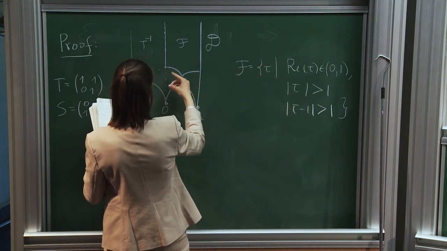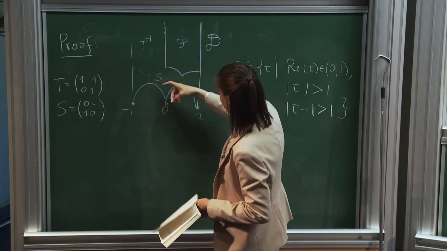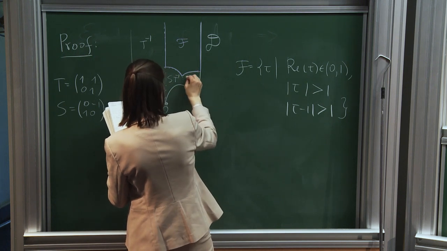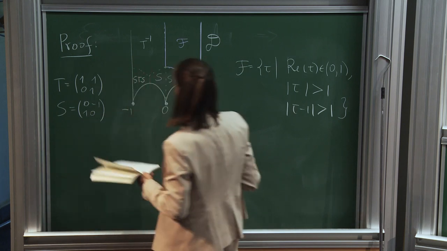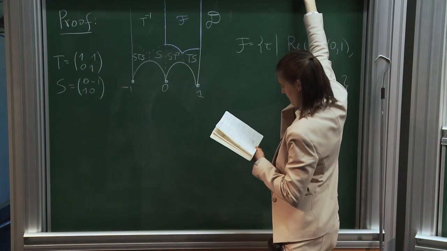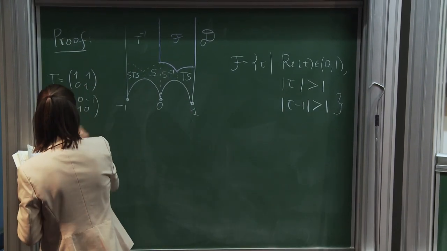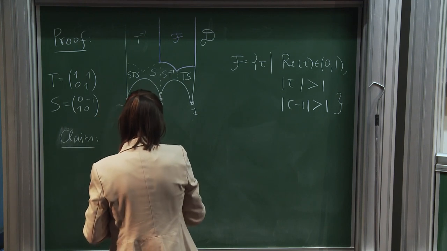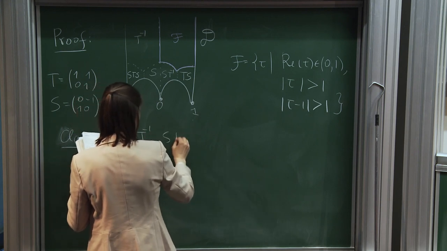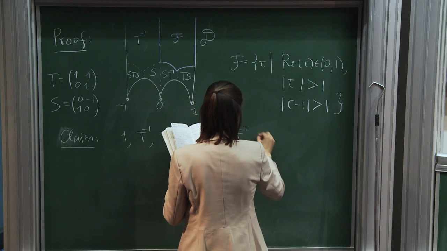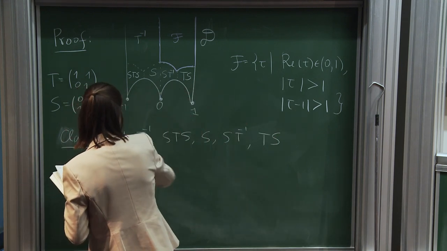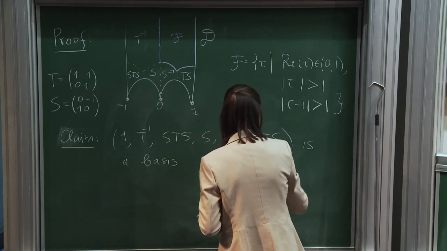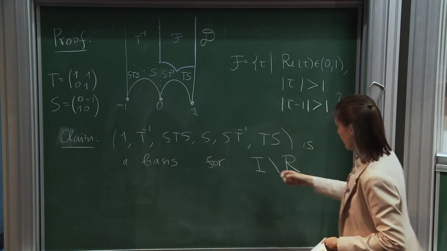And so here, this part is the image of F under the action of S. And here it is S T inverse, and here it's dS, and here's SdS. Now what we claim is that the elements 1, d minus 1, s d, s d s form a basis for the quotient of the group algebra by the ideal I.